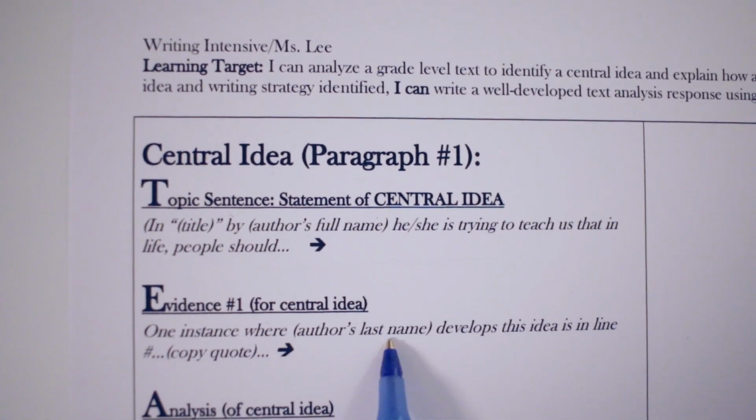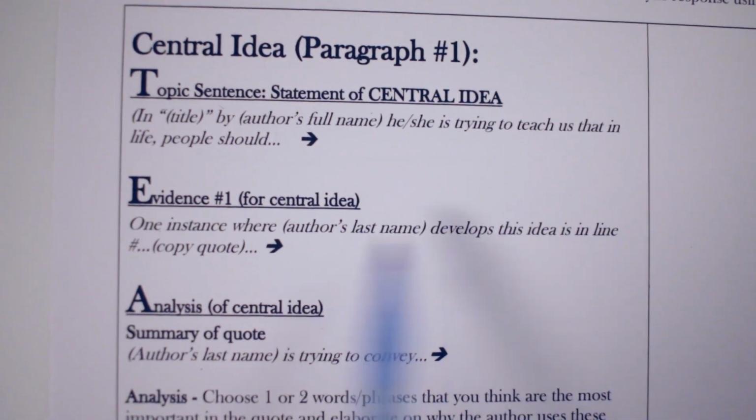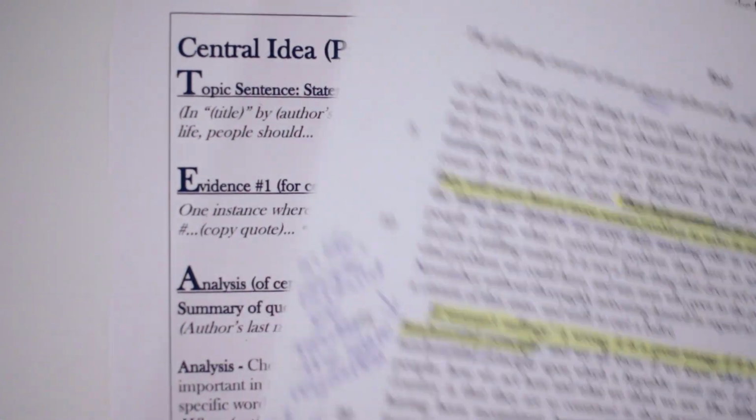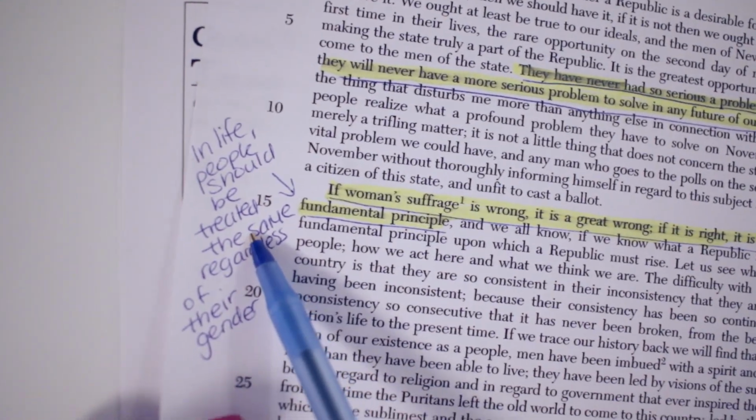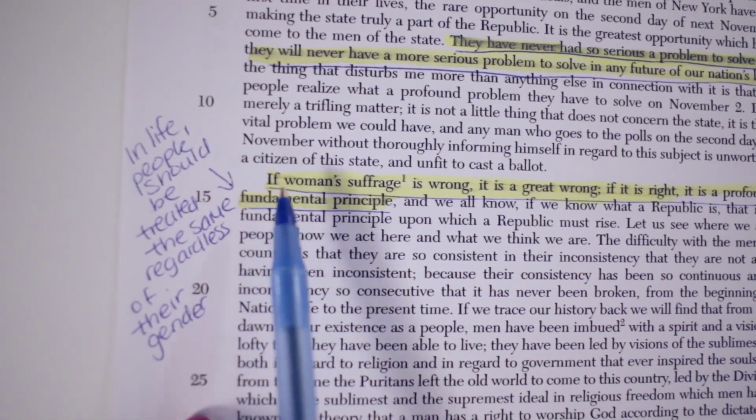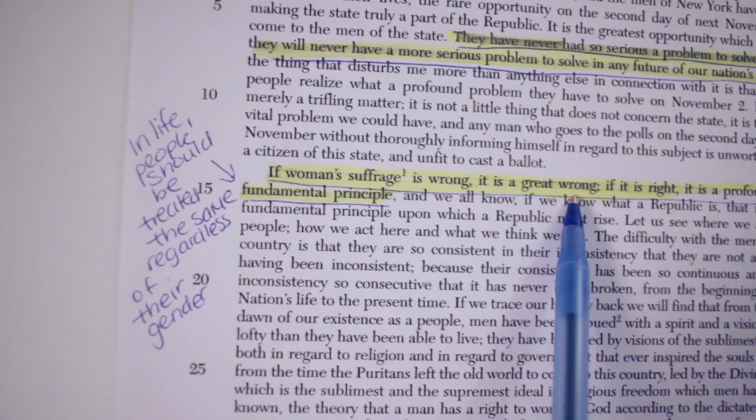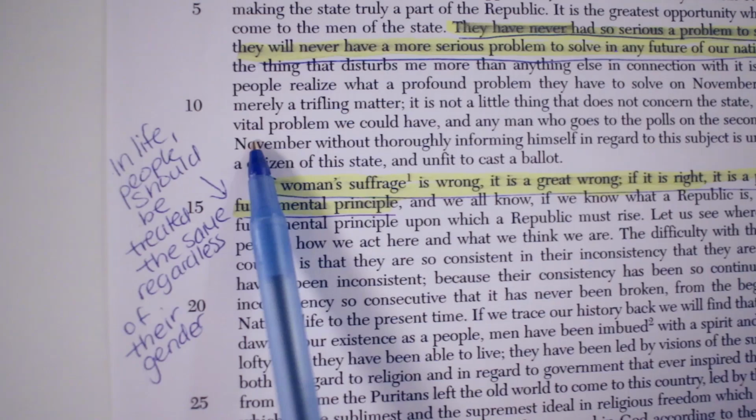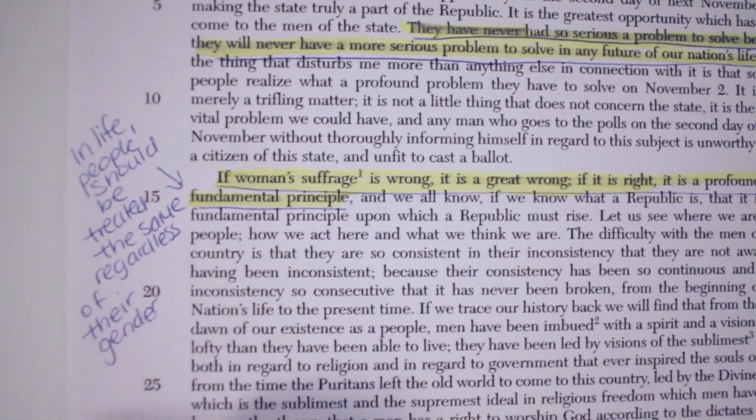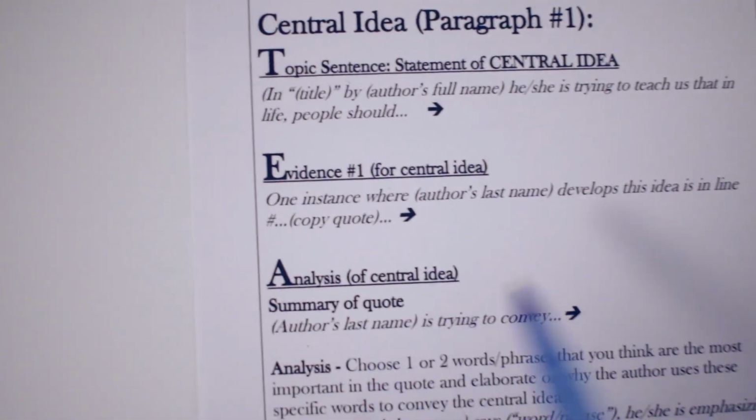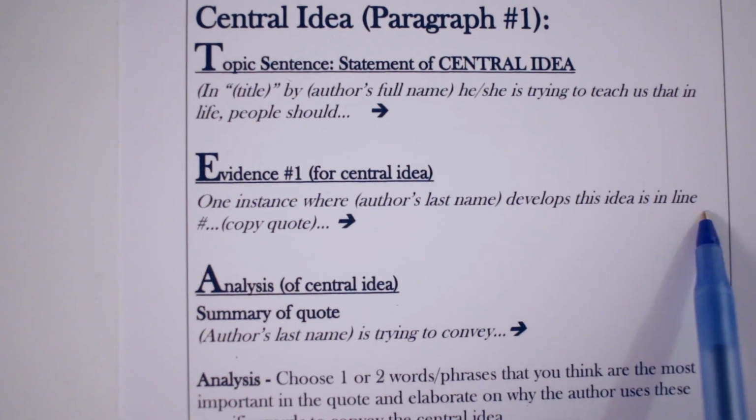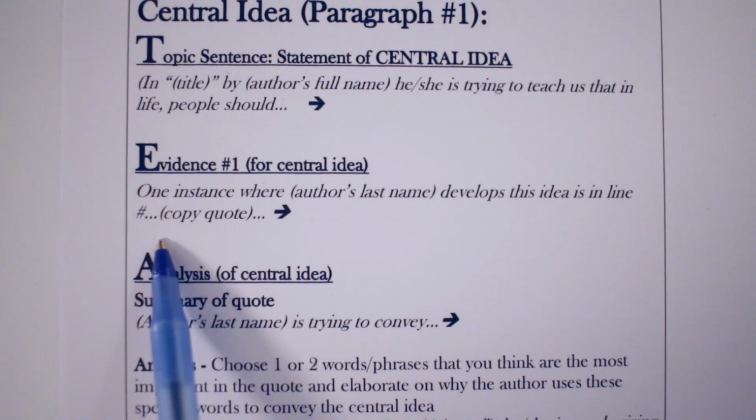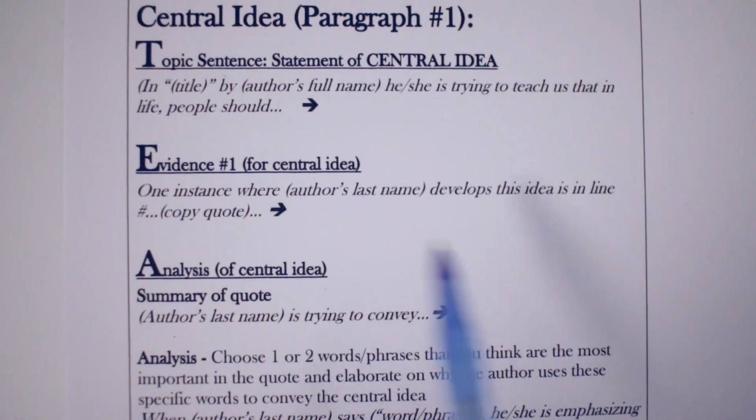One instance where Shaw develops this idea is in line number. So if we want to say that the central idea is in life people should be treated the same regardless of their gender, evidence that you could use is "if women's suffrage is wrong, it is a great wrong. If it is right, it is a profound and fundamental principle," which is in lines 14 to 15. So you would just say, one instance where Shaw develops this idea is in line 14 to 15, and then you would copy the quote, using quotation marks.